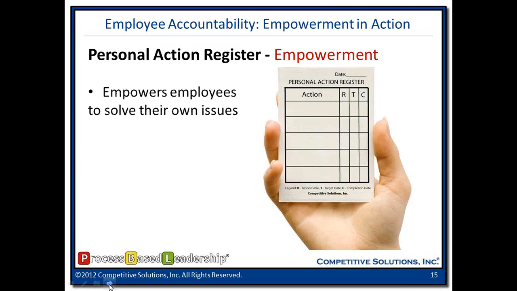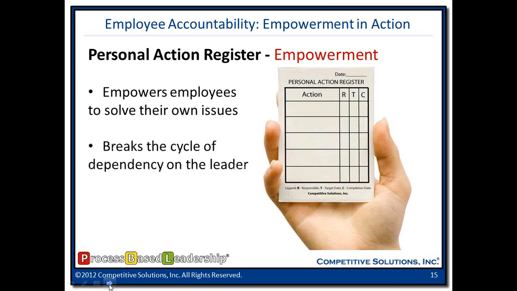And it's got two pads. There's duplicates. So I can write on the top copy and tear that off, and then I can share that with the employee, and then I can keep the copy behind it. And what it does is it empowers employees to solve their own issues. So we're talking with the employee about their concern. We're telling them how they can solve it. But what it's doing is breaking that cycle of dependency.